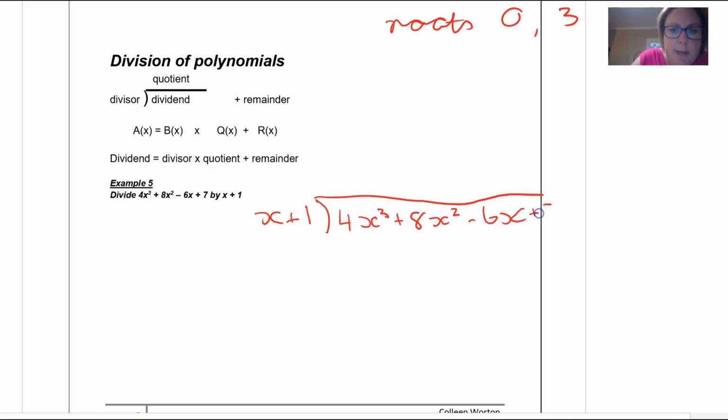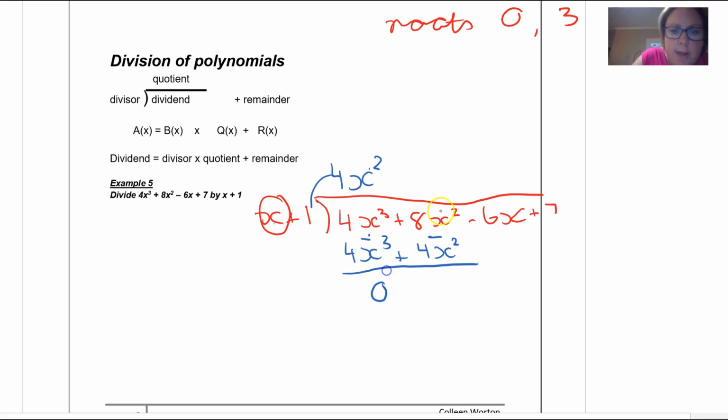I need to say, how many times does x go into 4x cubed? Well, what do I times x by to get 4x cubed? 4x squared. And then I need to multiply through, giving 4x cubed plus 4x squared. Just like any long division, you've got a minus, so that goes away, and I'm left with 4x squared.